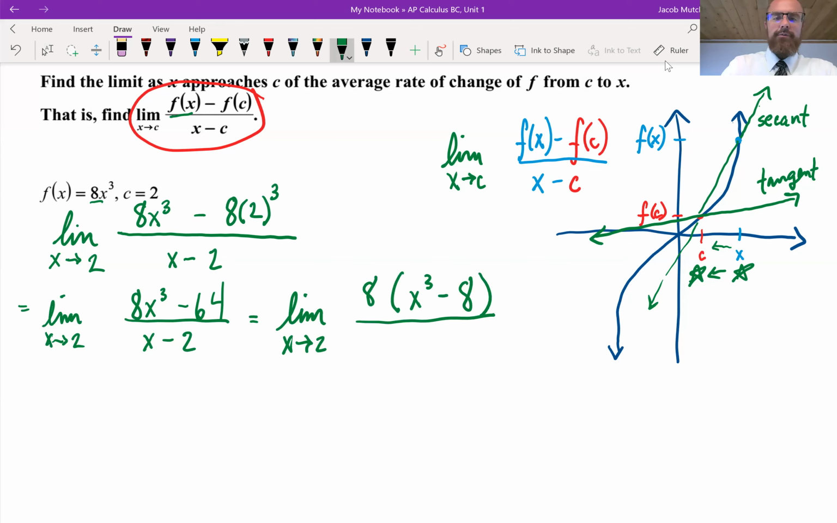And what we need to remember is our strategy from Algebra 1, Algebra 2, pre-calculus. How do I factor this difference of 2 cubes? Well, we remember how to do that, so let's factor that. So this is the limit as x approaches 2 of 8. And then remember, for difference of 2 cubes, you take the cube root of each term. So cube root of x cubed is just x.